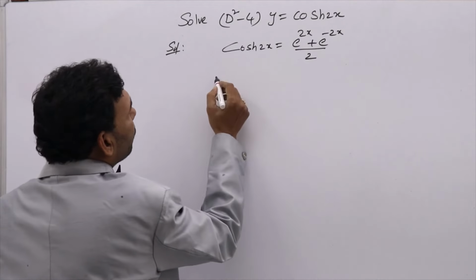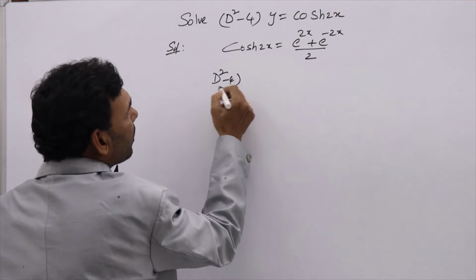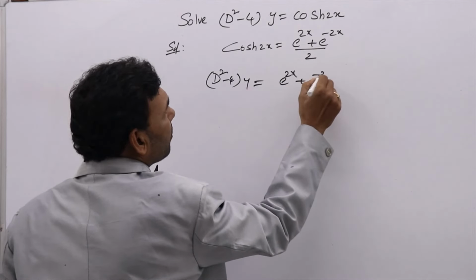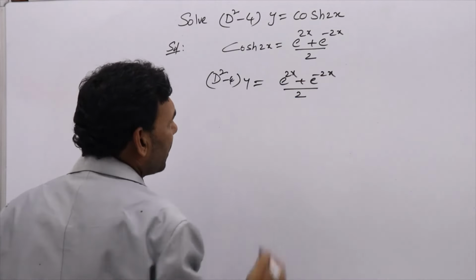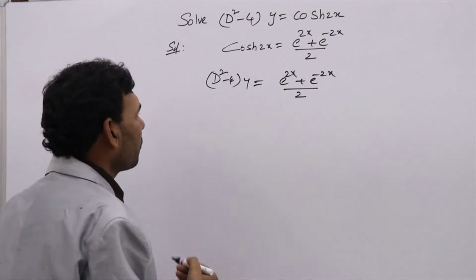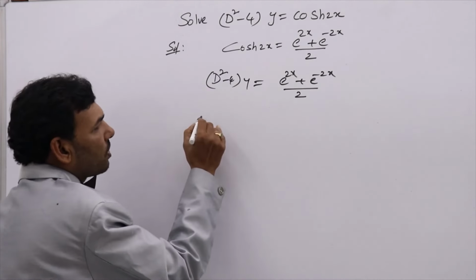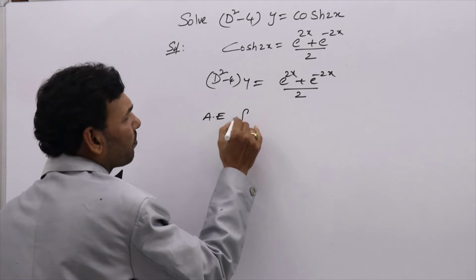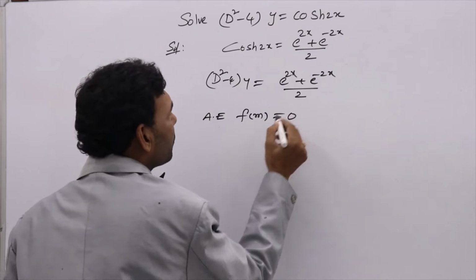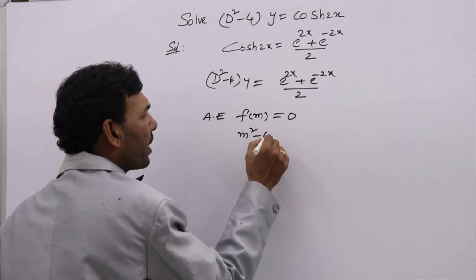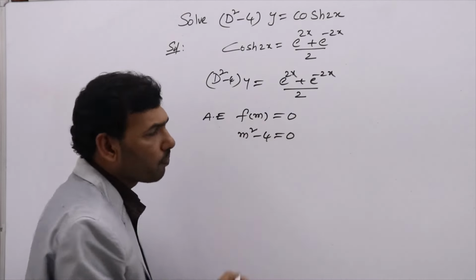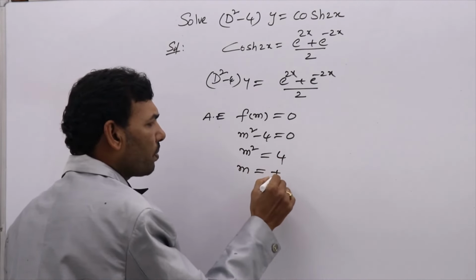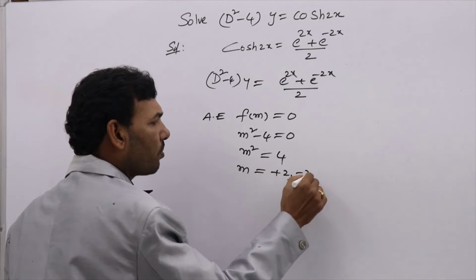Then the question will be like this: (D square minus 4) y equal to (e power 2x plus e power minus 2x) by 2. Now, in the general way, first find CF. To find CF, write the auxiliary equation, f of m equal to 0. M square minus 4 equal to 0, M square equal to 4, M equal to plus or minus 2. That means plus 2, minus 2.